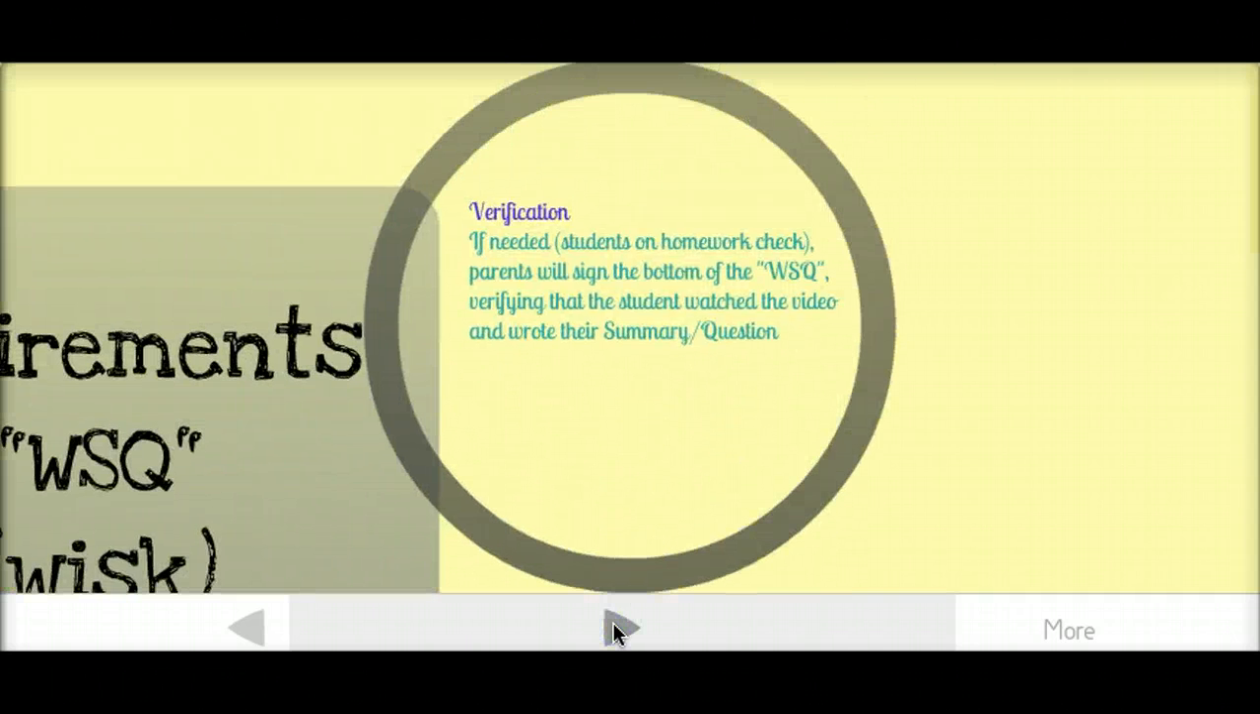And the last piece is verification. If needed, for students that are on homework check, if they haven't been getting their homework done, parents will sign the bottom of the whisk verifying that the student watched the video and wrote their summary and question.